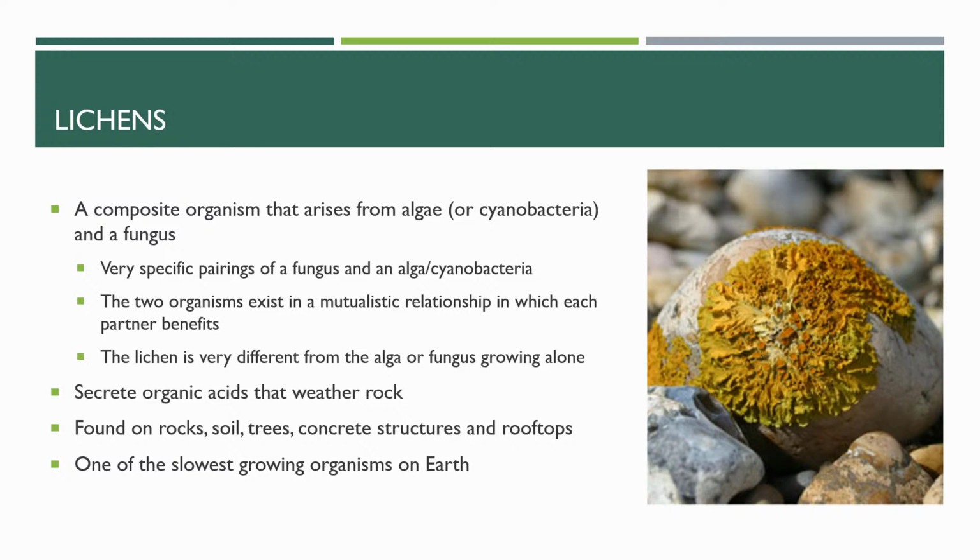So this lichen is a very specific pairing of a fungus and an algae, or a fungus and a cyanobacteria. And so they also exist in this mutualistic symbiotic relationship where both of the parties are benefiting. But the lichen, as the composite organism, is very different from the algae or the fungus growing alone. So it's got to have this association for it to be called a lichen. Lichens secrete organic acids. They weather rock. They're usually found on rocks like this, but they're really, really slow growing.